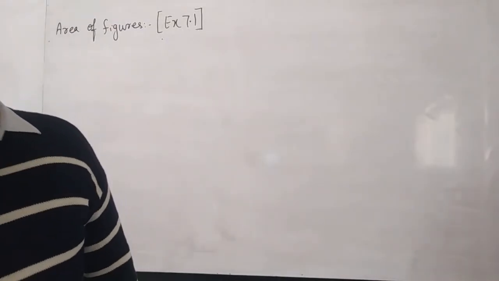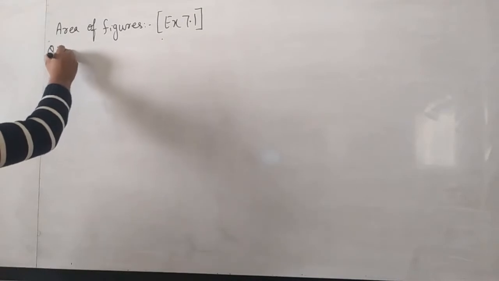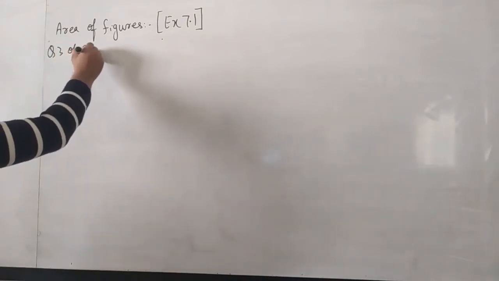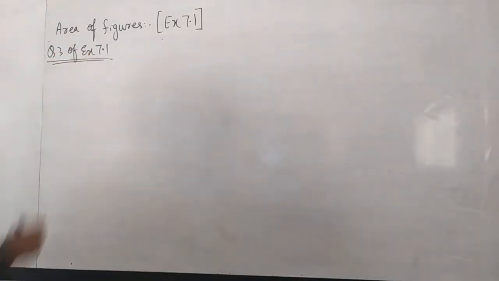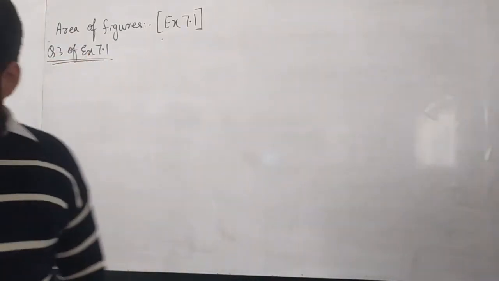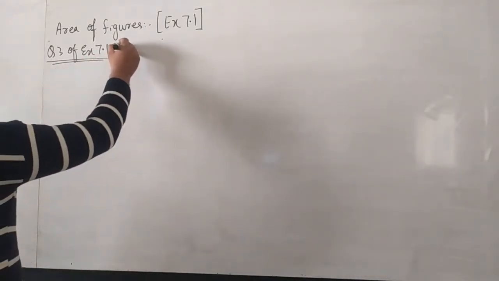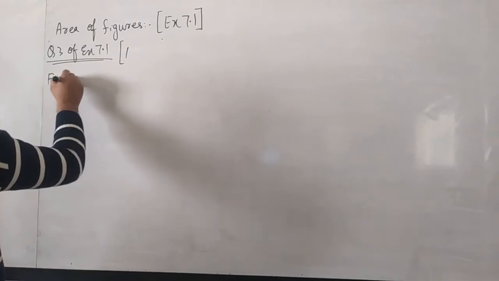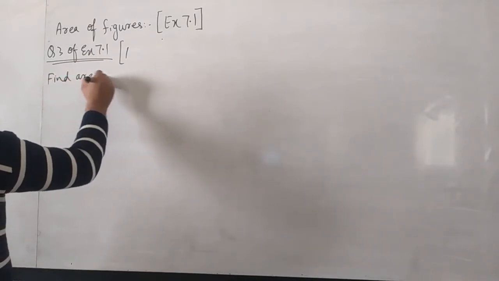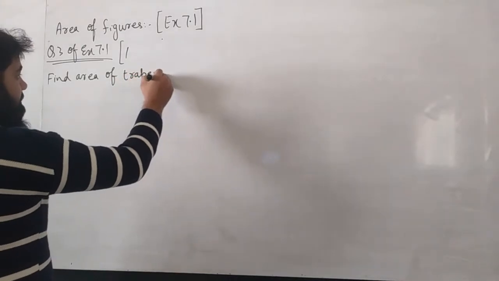Okay, so now we are going to start with question number 3 of exercise 7.1. Again, they are telling us to find the area of a figure. Now they are telling us to find the area of a trapezium. Okay, area of trapezium is to be found.